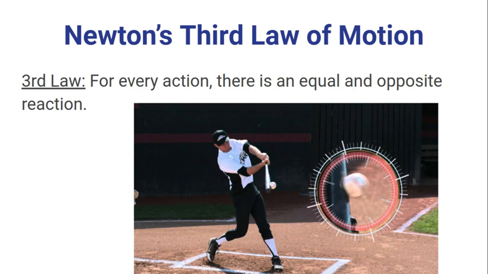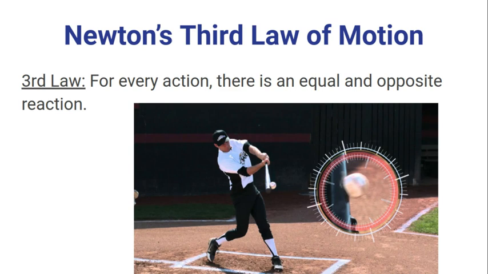Now you might be puzzled by this. If the bat hits the ball with 100 newtons of force, that means the ball hit the bat with 100 newtons of force. So why then does the ball go flying, but the bat stays relatively where it is? Well, we have to think about the mass. Notice that the ball has such a tiny mass, at least compared to the bat and the person swinging the bat. That means the ball, when it experiences a force of 100 newtons, is going to go flying. But the bat, when it gets a force of 100 newtons, won't be as affected by it.